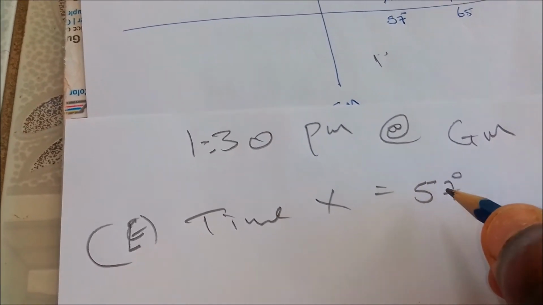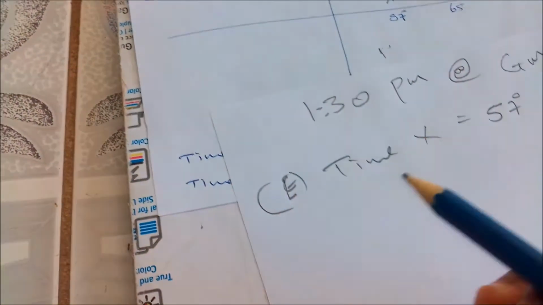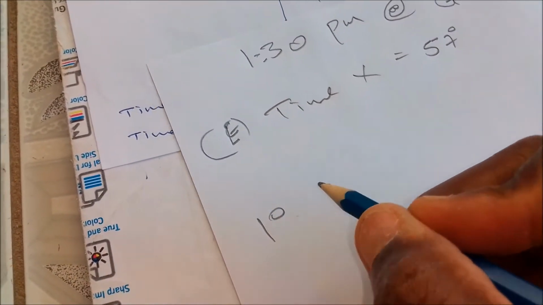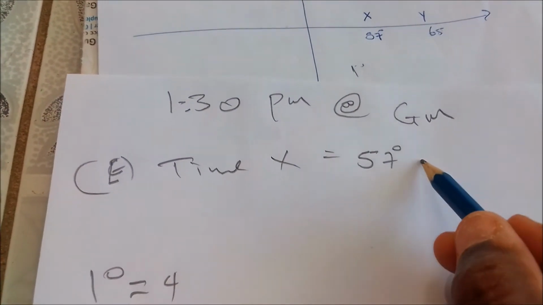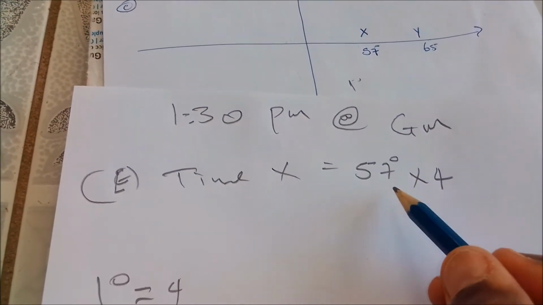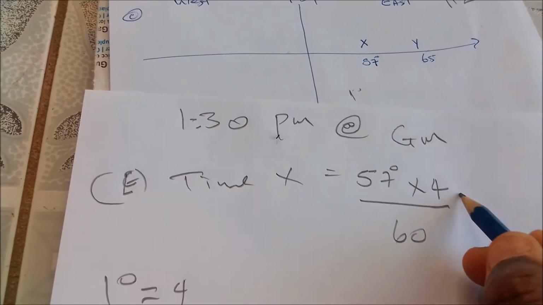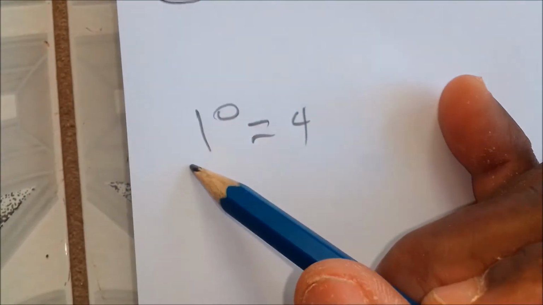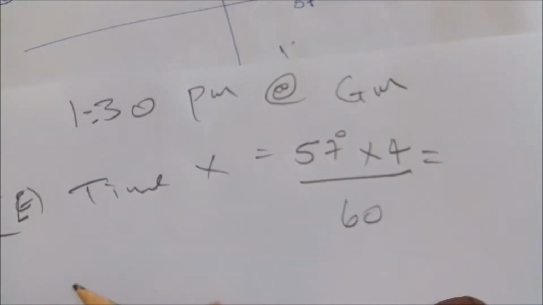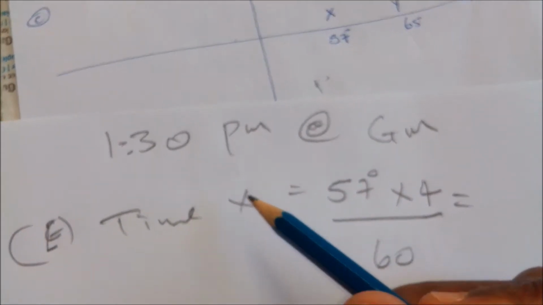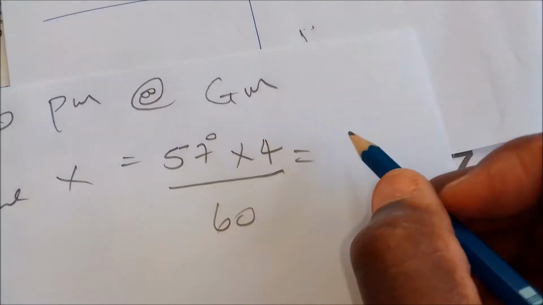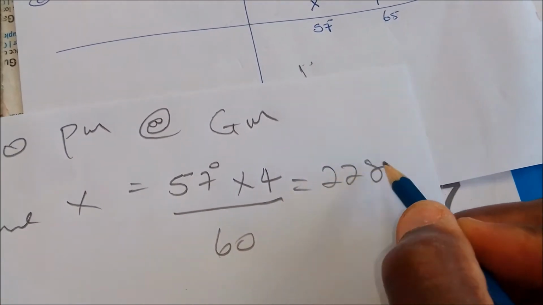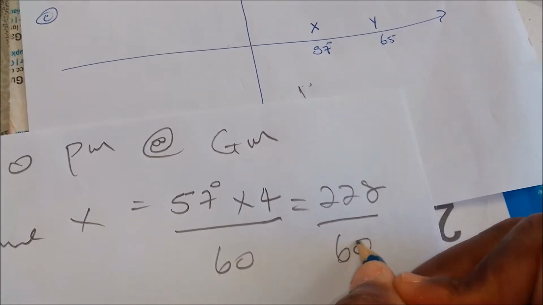degrees, right? Remember, 1 degree equals 4 minutes. I always do that at the first. That means 57 degrees equals 4 times 57, divided by 60, because 60 minutes equals 1 hour. Okay, so 1 degree equals 4 minutes, right? And time at X, which is 57, equals 57 times 4, which would give you 228. 228 divided by 60.